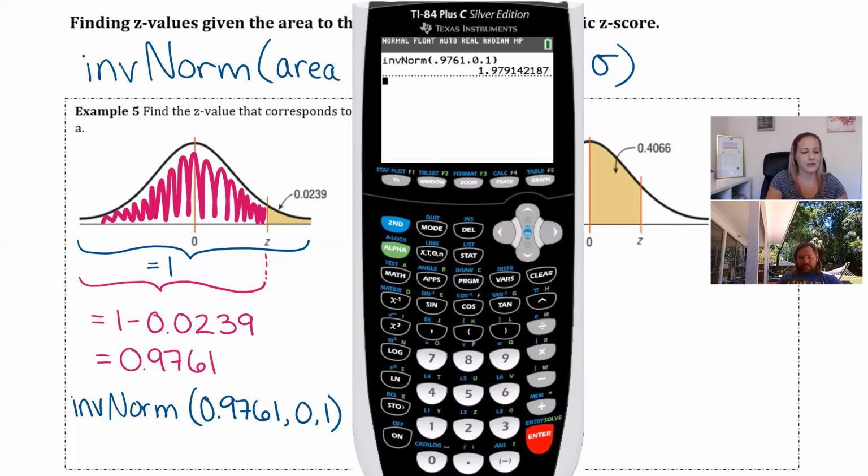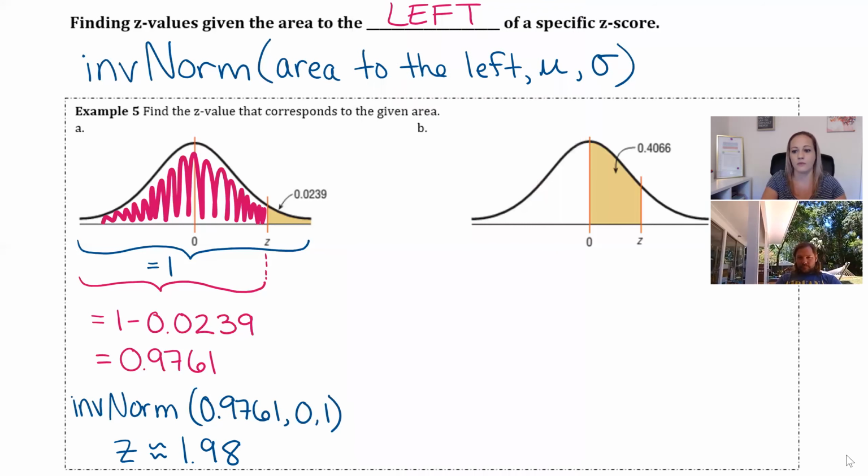And then for the TI-83s, I don't have a picture here, but you do it the same way. So you go to inverse norm, it'll pop up on your screen, and you're going to type in 0.9761, comma 0, comma 1, close your parentheses, and you'll get the same answer. So we get a Z value of approximately 1.98.